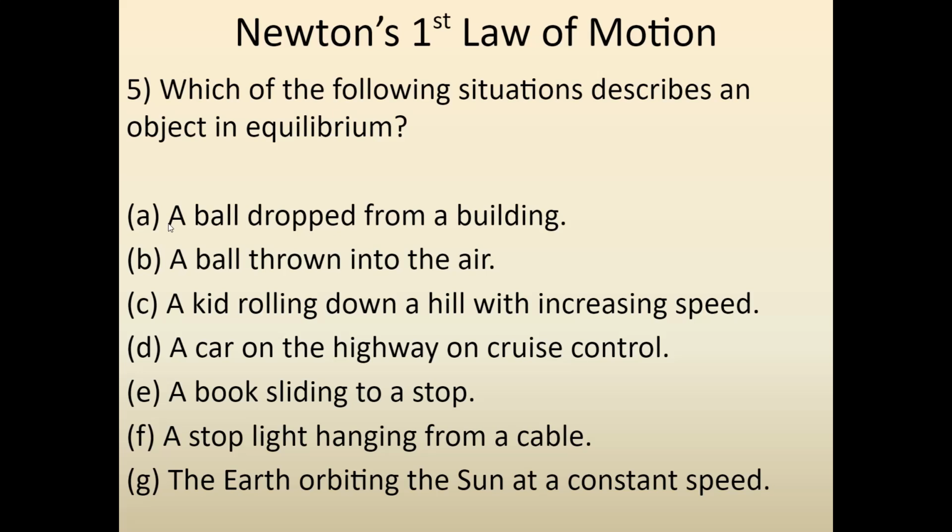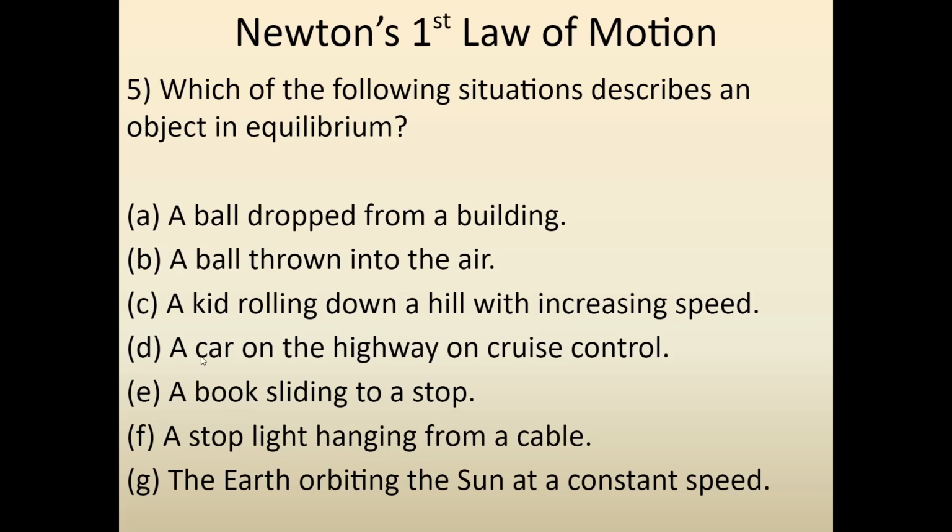Same thing for a ball being thrown in the air. It's still in the air, still being affected by Earth's acceleration due to gravity, so it's still not in equilibrium. C, a kid rolling down a hill with increasing speed. Again, because the velocity is not constant, this object is accelerating and therefore not in equilibrium.